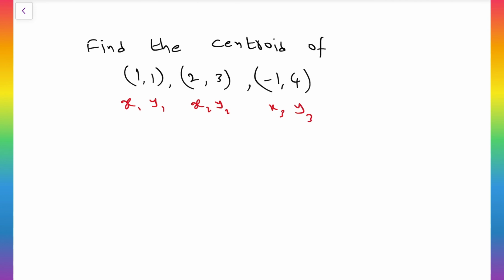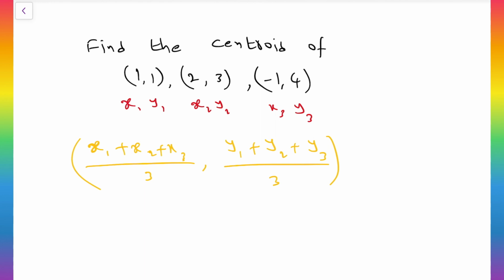So what is the formula for centroid of a triangle? x1 plus x2 plus x3 by 3 comma y1 plus y2 plus y3 by 3. So simply let us substitute in this formula now. x1 is 1 and x2 is 2, so 1 plus 2, x3 is minus 1 divided by 3 comma y1 is 1, y2 is 3 and y3 is 4 divided by 3.